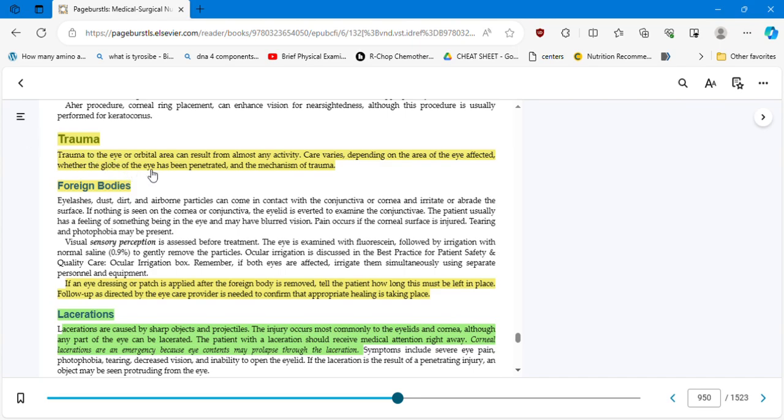Trauma to the eye or orbital area can result from almost any activity. Care varies depending on the area of the eye affected, whether the globe of the eye has been penetrated, and the mechanism of trauma. Foreign bodies: if an eye dressing or patch is applied after the foreign body is removed, tell the patient how long this must be in place. Follow-up as directed by the eye care provider is needed to confirm that appropriate healing is taking place.